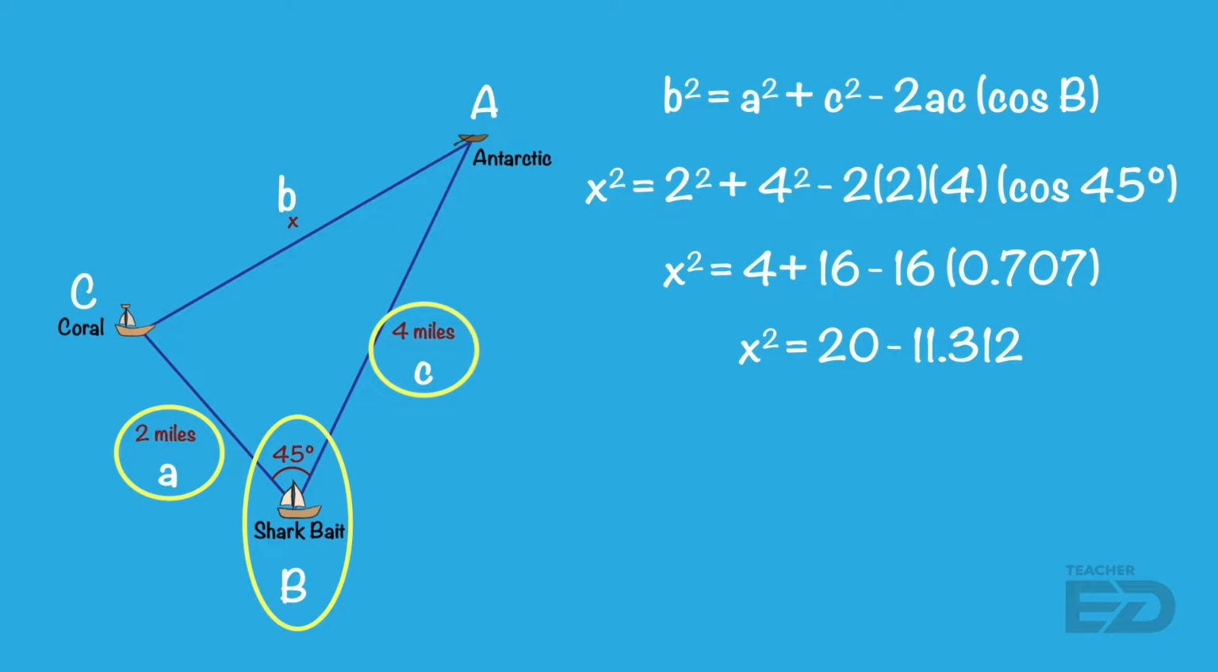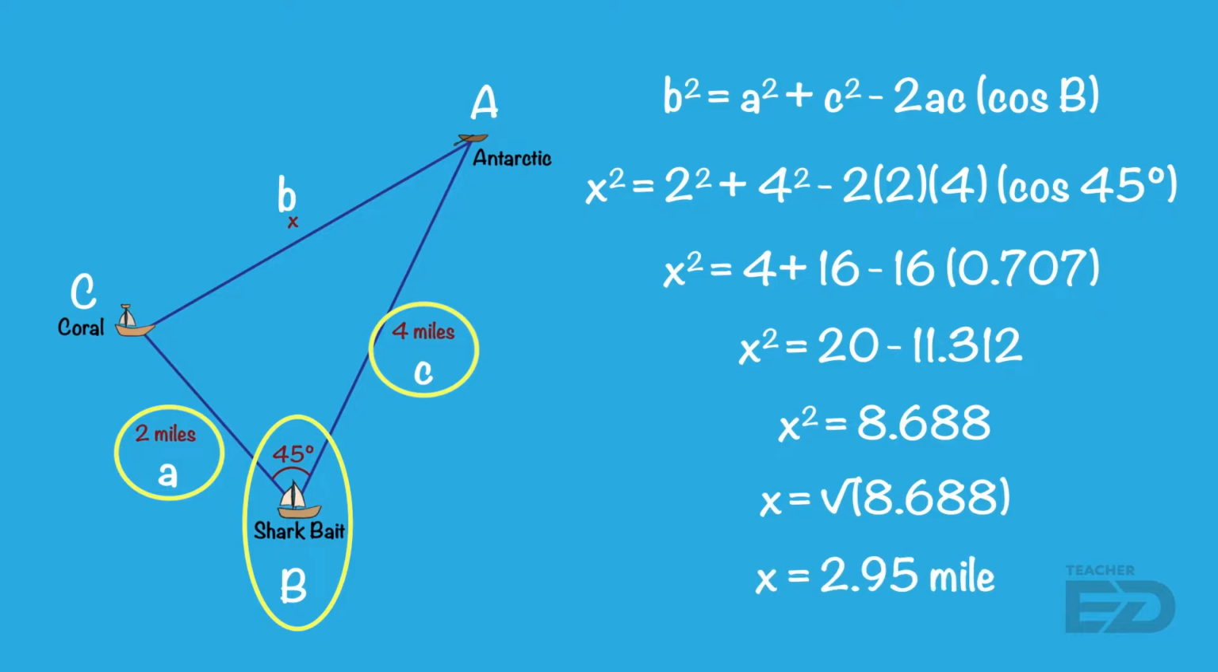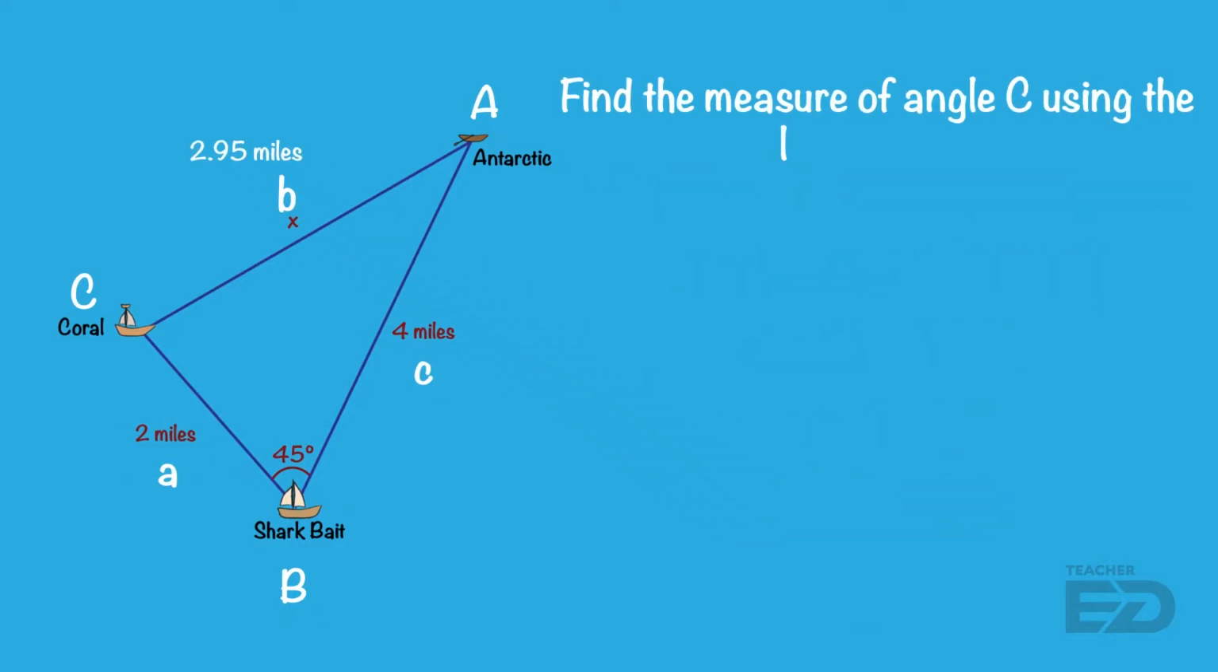Next, we can multiply 16 by 0.707 and further simplify our right side. Take the square root of both sides, and we get a distance of x equals 2.95 miles. Now let's find the measure of angle C using the law of sines.